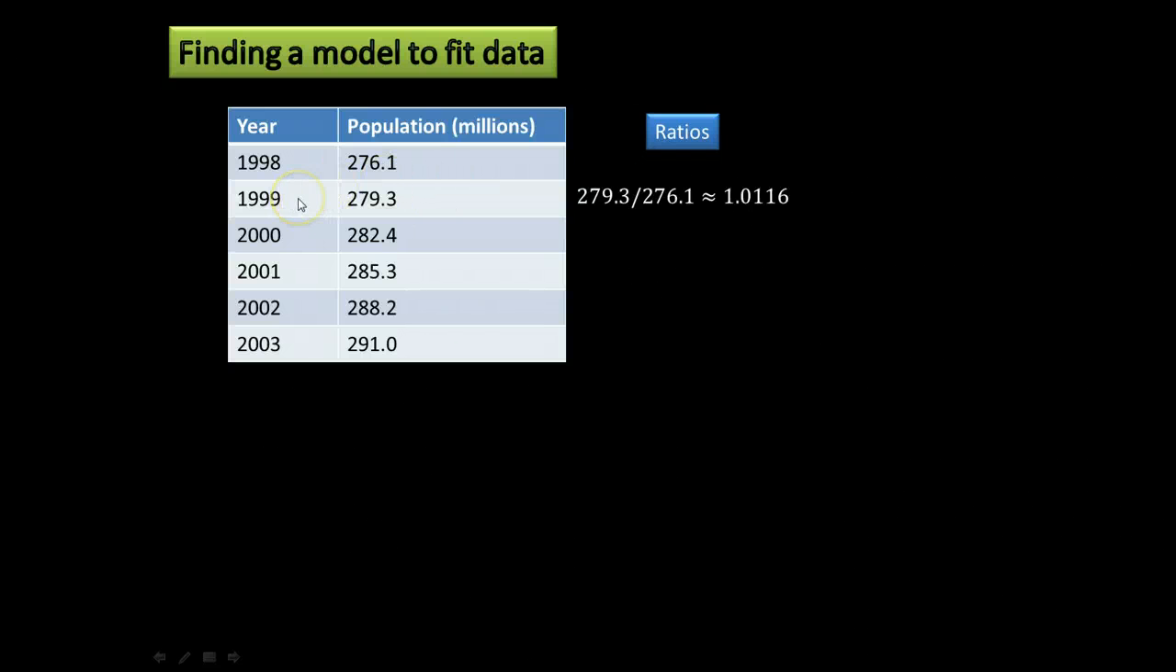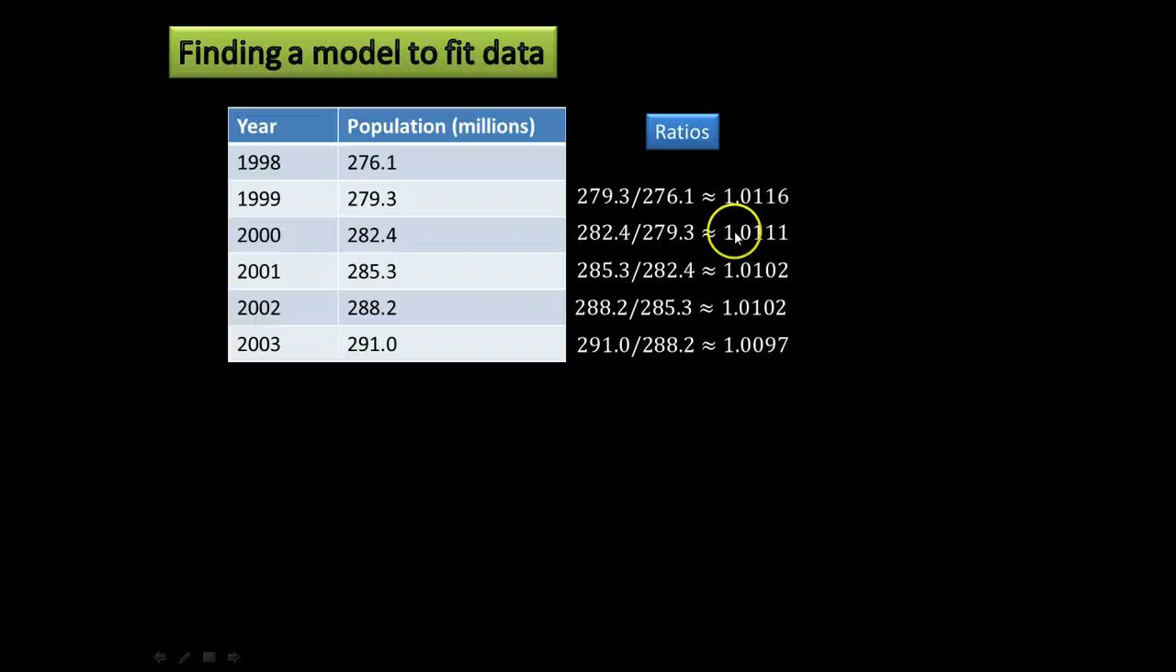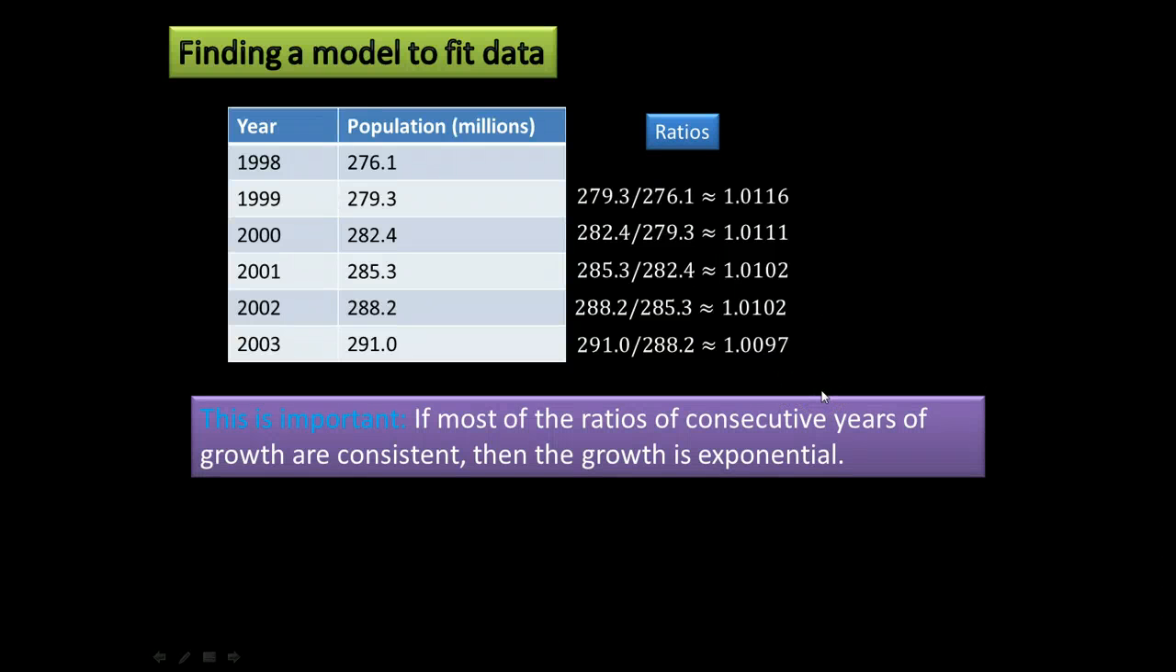So I'm going to take the 1999 population, divide it by the 1998 population, and see what ratio I get. And I get 1.0116. And I'm going to do that for each consecutive pair of years here in our table. And as I continually divide those out, you're going to see that we're pretty close to the same value each and every time. And what that means is that if the ratios of the consecutive years of growth are consistent, then that is indicative that we have exponential growth.